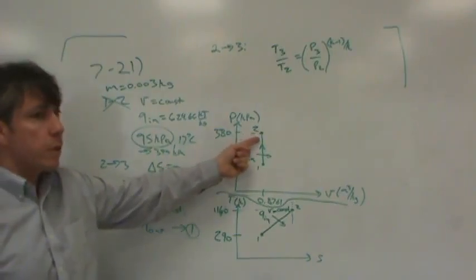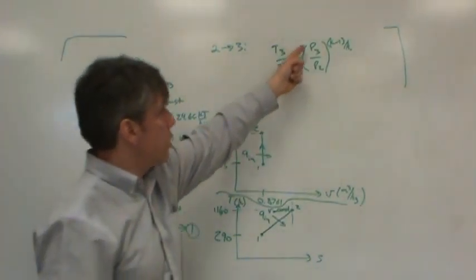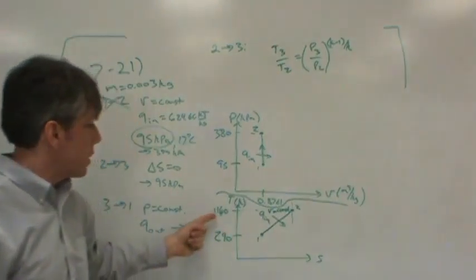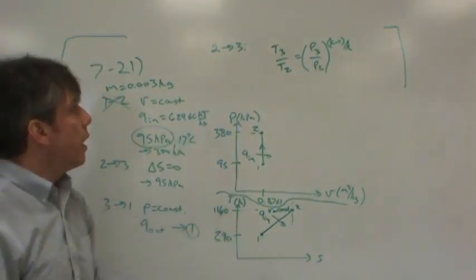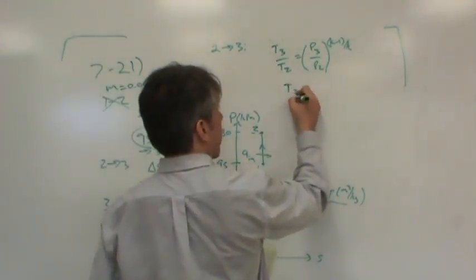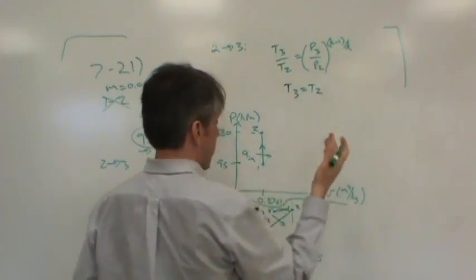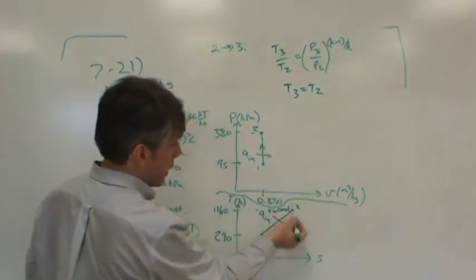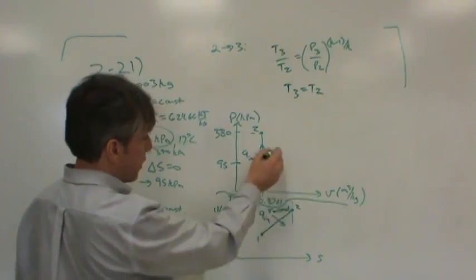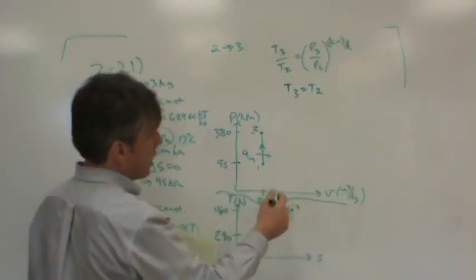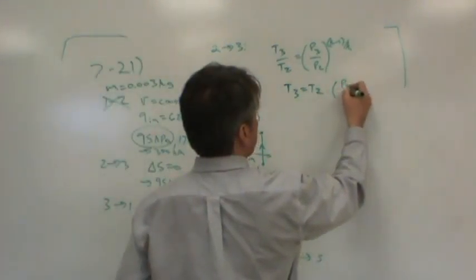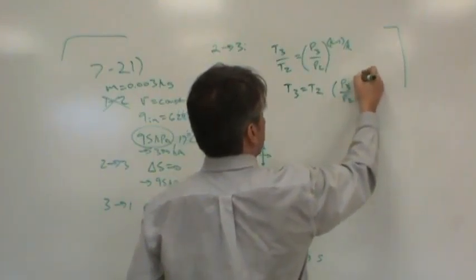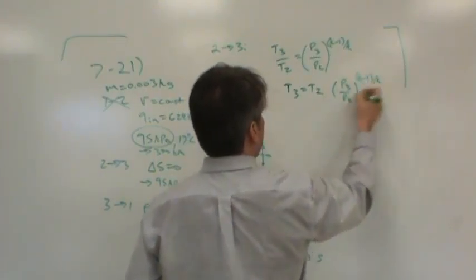We know P2 is 380. So I know these 2 things. I also know T2. That's 1160. And so it just makes sense because this will allow me to calculate T3, and that's something I need to know. That'll tell me whether I need to go up or down. If it's higher than 1160, I need to go up. If it's less, I need to go down. So let's see. P3 over P2 to the K minus 1 over K.